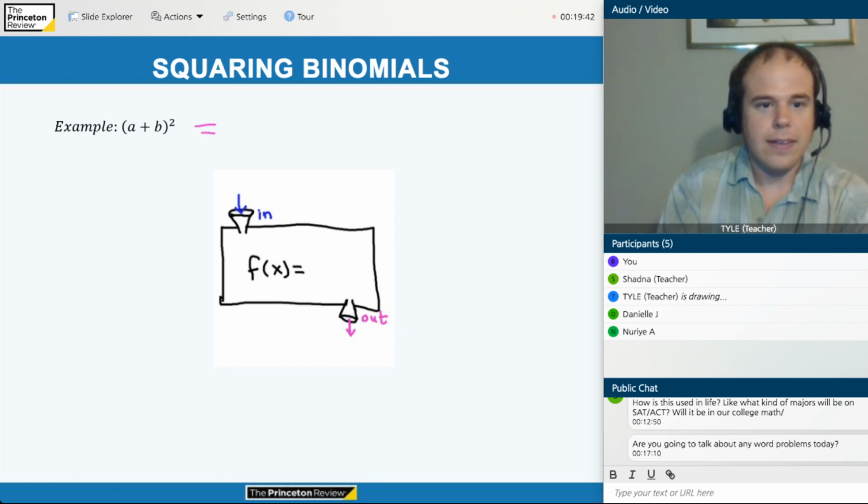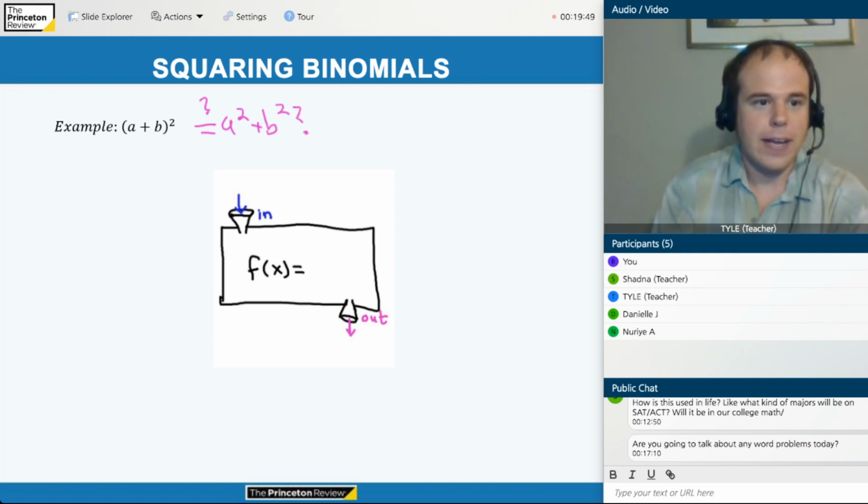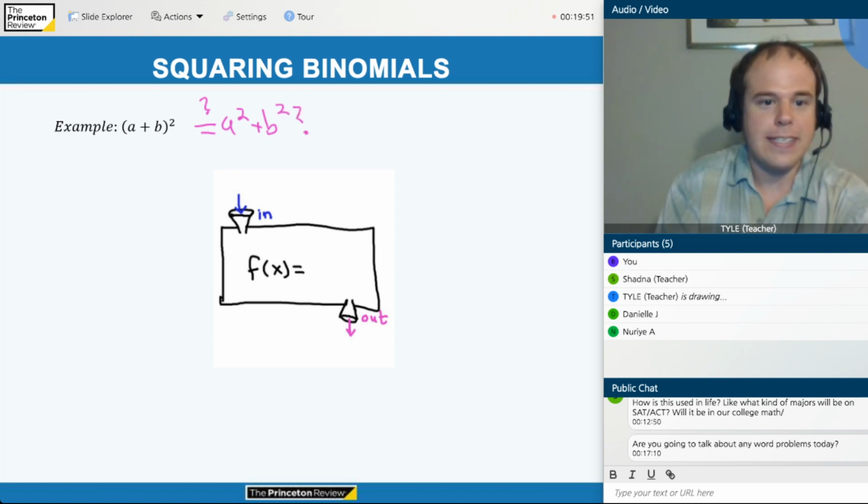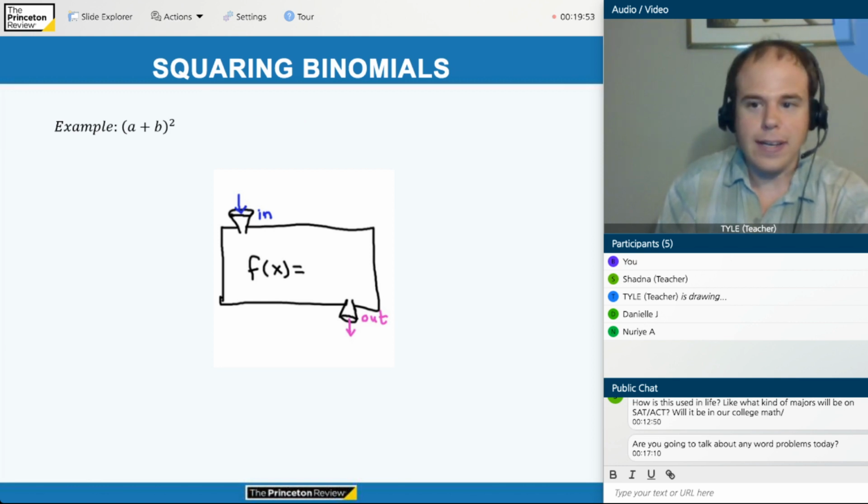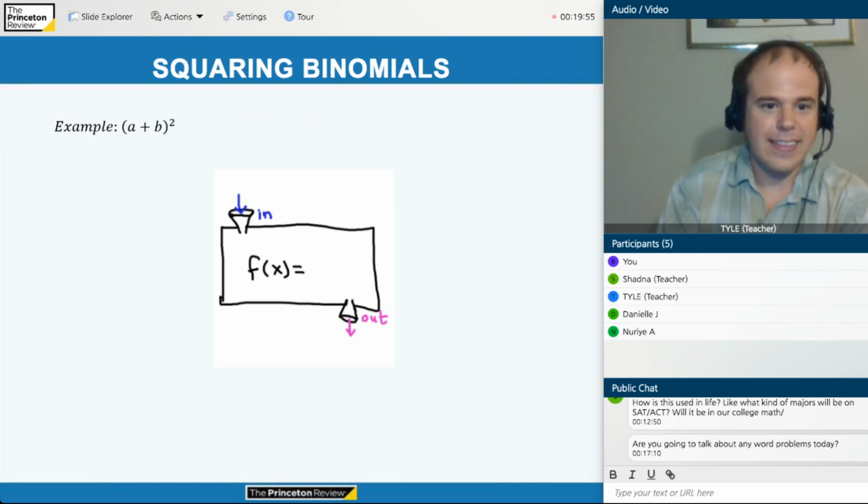Okay, does this equal a squared plus b squared? That's a really common mistake, right? That's not what it equals, but that's a really common mistake. Let's see why that's wrong. Okay, so for our input, we're putting in a plus b again.